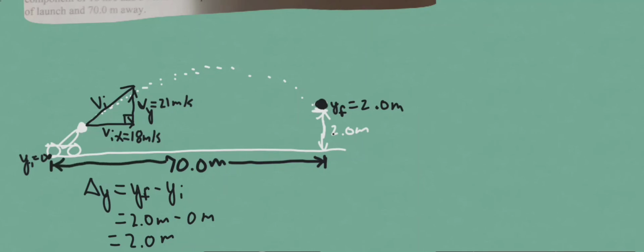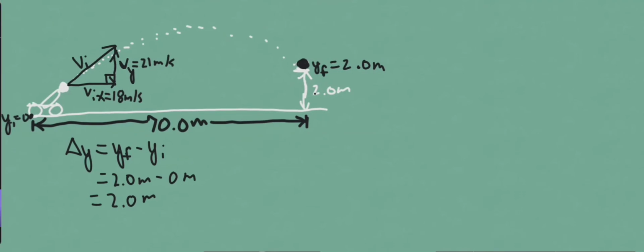Right there. And that will be your delta x. So they're telling us that delta x is equal to 70.0 meters. That's the displacement in the x direction. Got it?